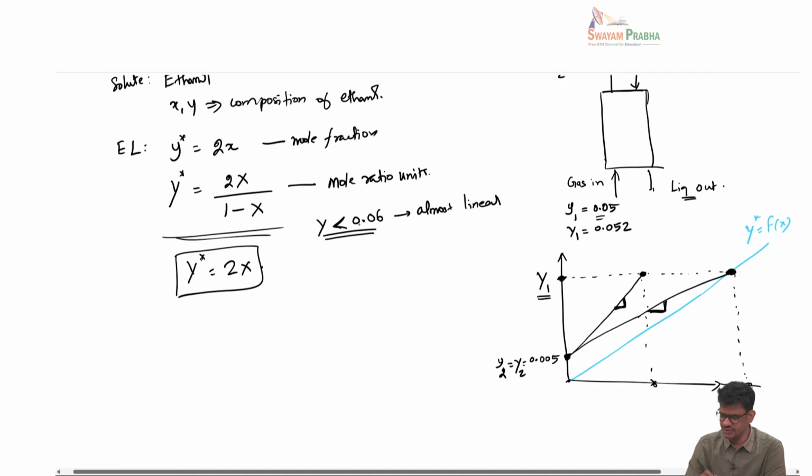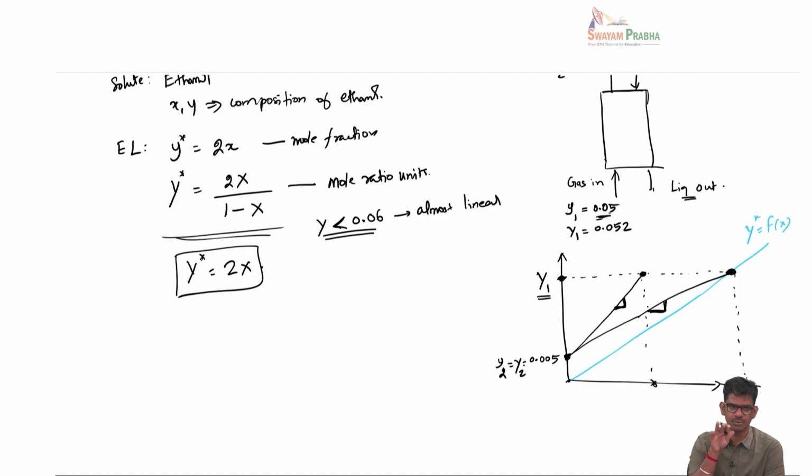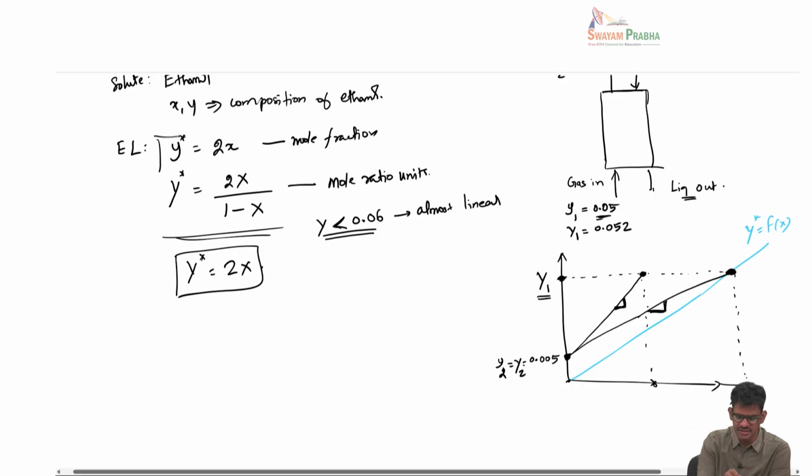Why am I saying 0.06? Because the highest value itself is only 0.05. The composition is not going beyond 5%. For this particular problem, up to 5% or up to 6%, the equilibrium line is a straight line, whether you use mole fraction or mole ratio. So I can simply write this mole fraction as mole ratio. But the actual expression is this.